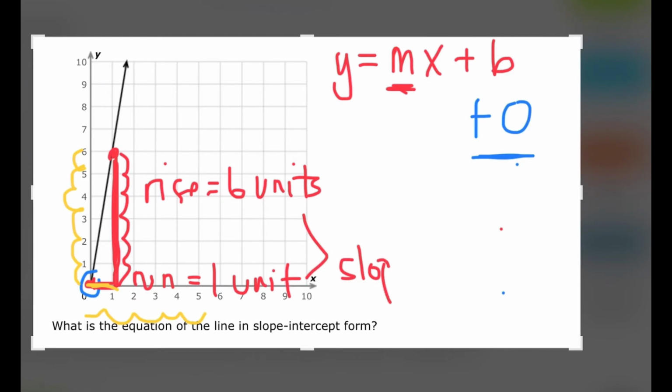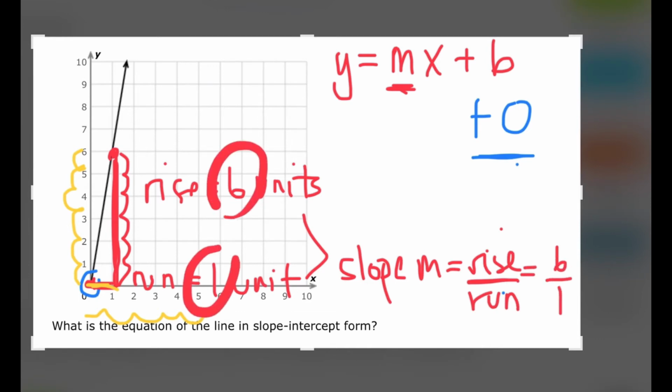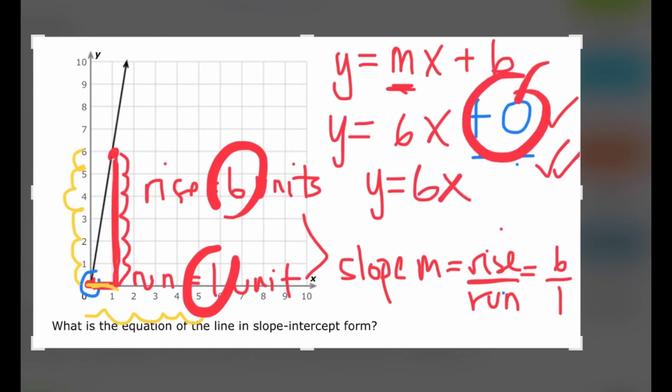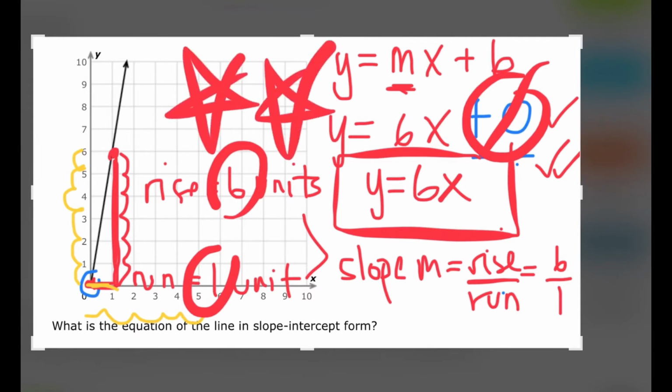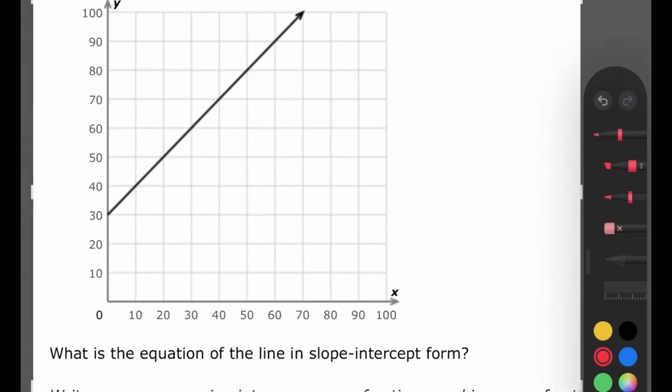Recall that slope is equal to rise over run. So the rise is 6 and the run is 1, and 6 over 1 is the same as 6. So we go ahead and put 6x for our slope, and we complete our function. Now this is technically a correct answer, but it's not the best answer. For the best answer, we would eliminate the plus 0 because we don't actually need it. It doesn't change anything. And our final answer is y is equal to 6x. Awesome job.